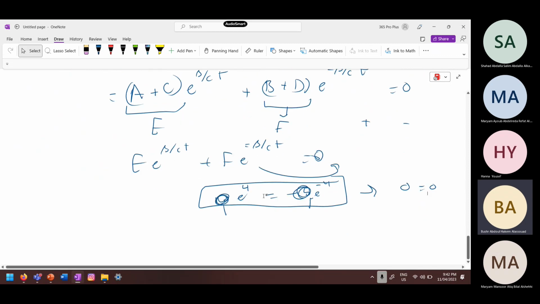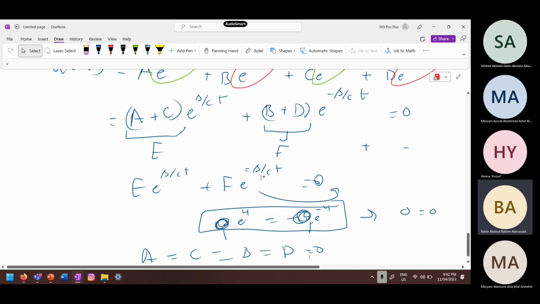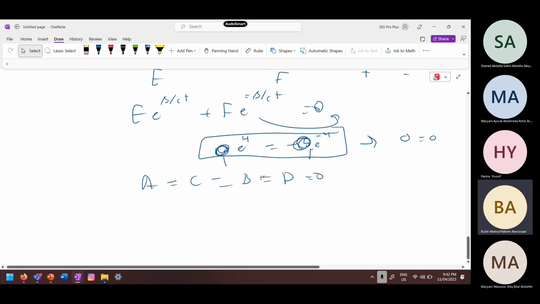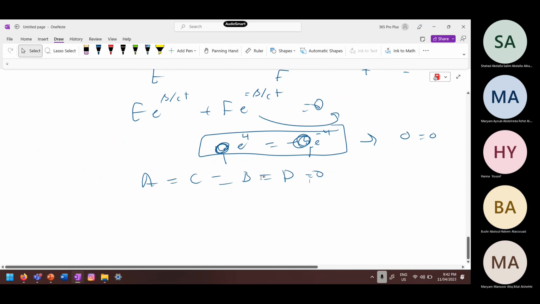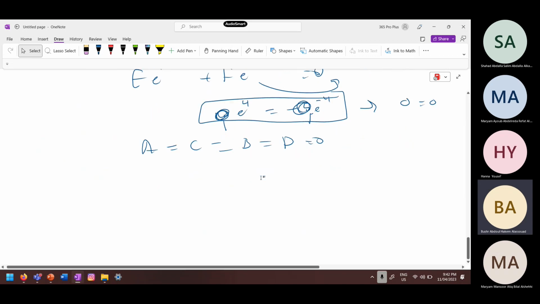So this means that E and F, which are also the values of B plus D and A plus C, are all equal to 0. This gives you that A equals C equals B equals D, all equal to 0. Maybe you don't understand my assumption, but you can try to solve it as much as you like, and you will end up with this solution, that A and C and B and D are all equal to 0.